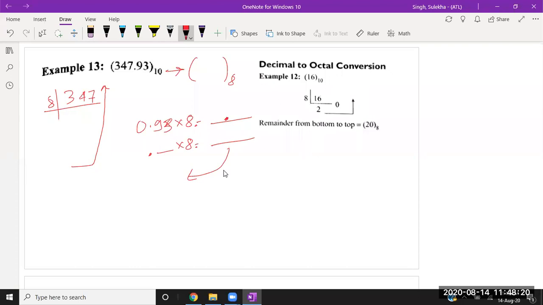If this calculation is not ending at all, you need to consider four values. Means one value, two value, three value, and four value. At least four values you need to consider. If it is not ending after 4, 5, 6 steps, you need to consider these four values for your answer. Okay, solve it.